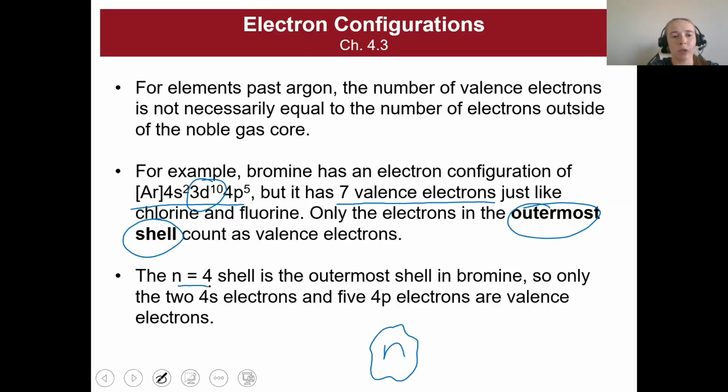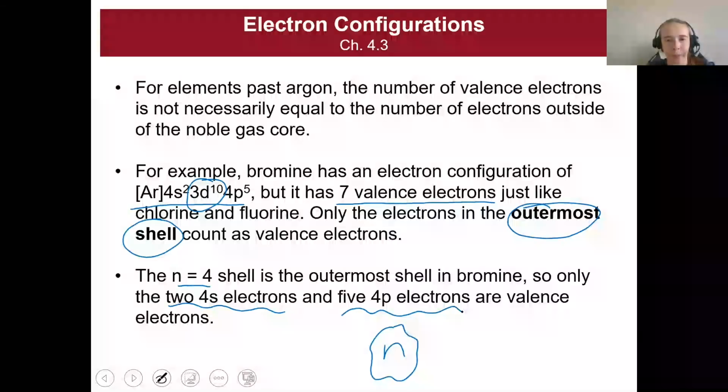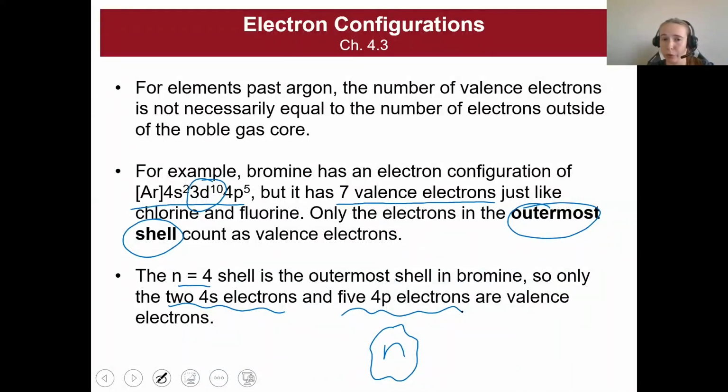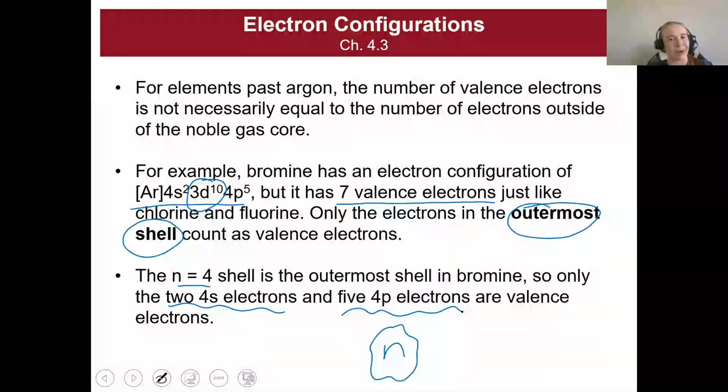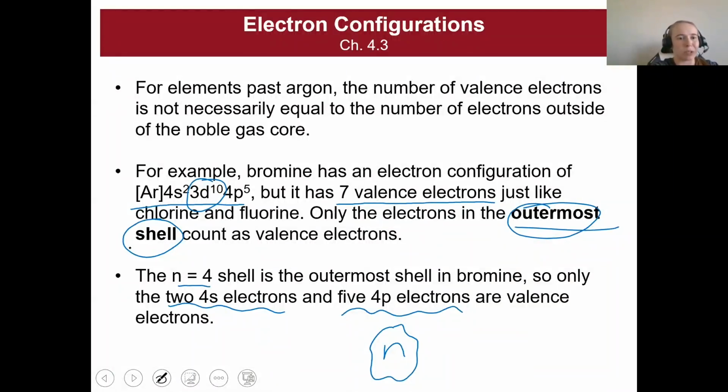So the n equals 4 shell, the 4s and 4p orbitals, is the outermost shell in bromine. So only the 2 4s electrons and 5 4p electrons count as its valence electrons. Okay, cool. That's very important to remember for when we talk about bonding. Not super important right now, but I want you to try to remember it. It's based on this outermost shell.